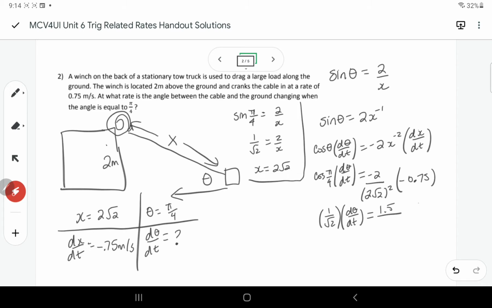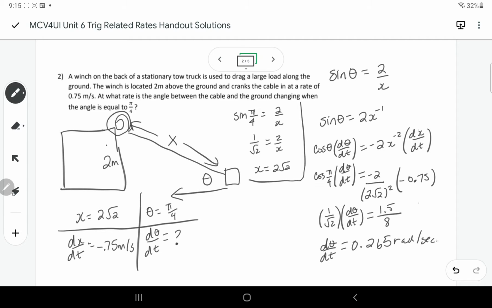On the bottom, be careful here. I've got 2 squared, which is 4, and root 2 squared, which is 2. So I am going to make that into 4 times 2, which is 8. So d theta dt is, I'm going to take 1.5 divided by 8 and multiply up by that root 2 to get that onto the other side. And at this point, I'm throwing caution to the wind, and we're just going to have a decimal, which is fine. So it's 0.265, or 0.27 is fine. And that's going to be in radians per second.